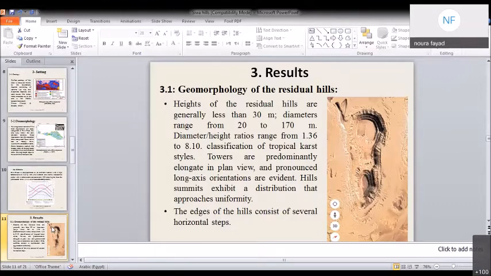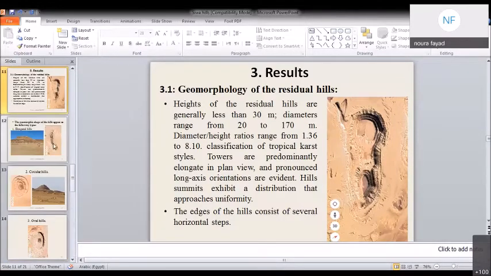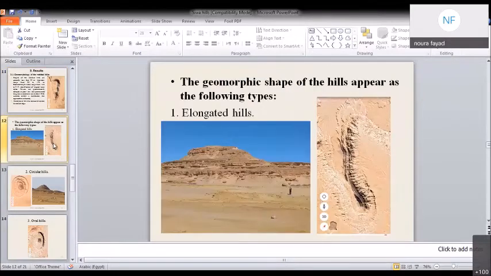Towers are predominantly elongate in plan view, and a pronounced long axis orientation is evident. Hills exhibit a distribution that approaches uniform. The edges of the hills consist of several horizontal steps. The geomorphic shapes of the hills appear in the following slide.